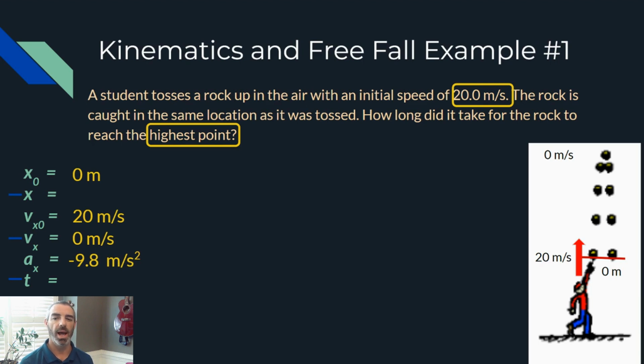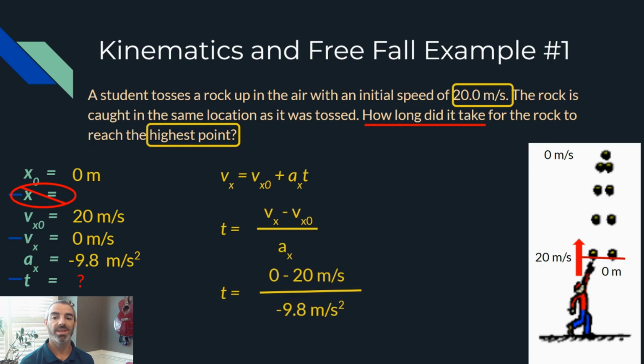Now, the question that's being asked is, how long did it take for the rock to reach the highest point? We're looking for time. So the variable that we don't know is the final position. Not knowing that, we're going to use our first kinematic equation. We'll rearrange that equation and solve for time.